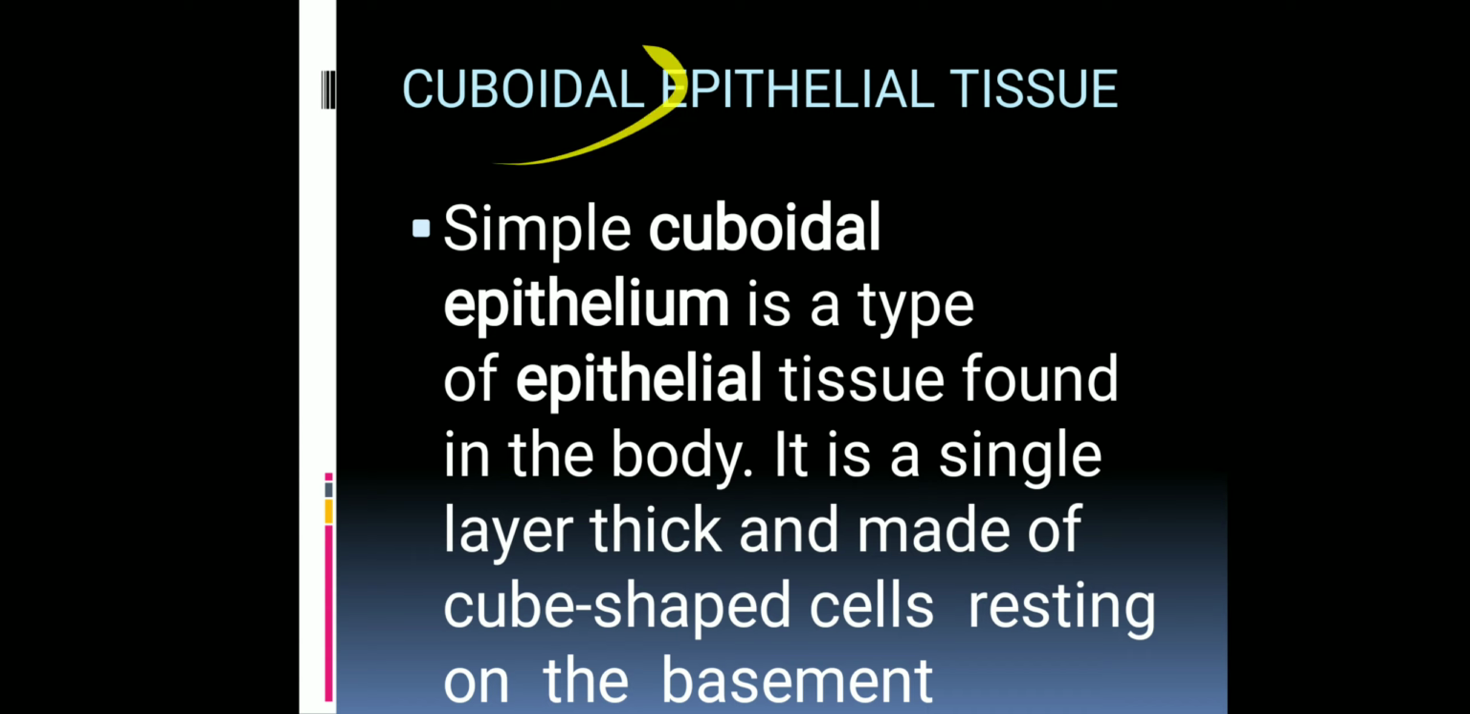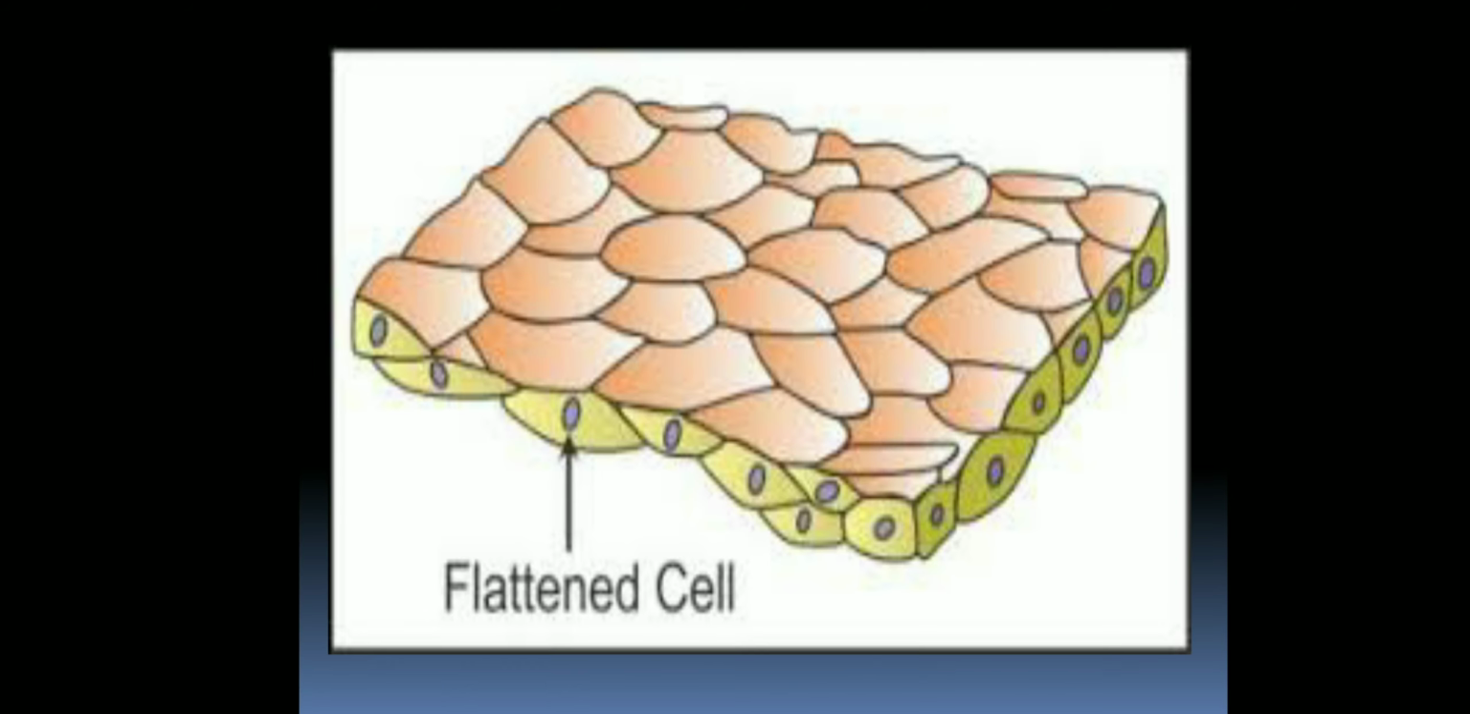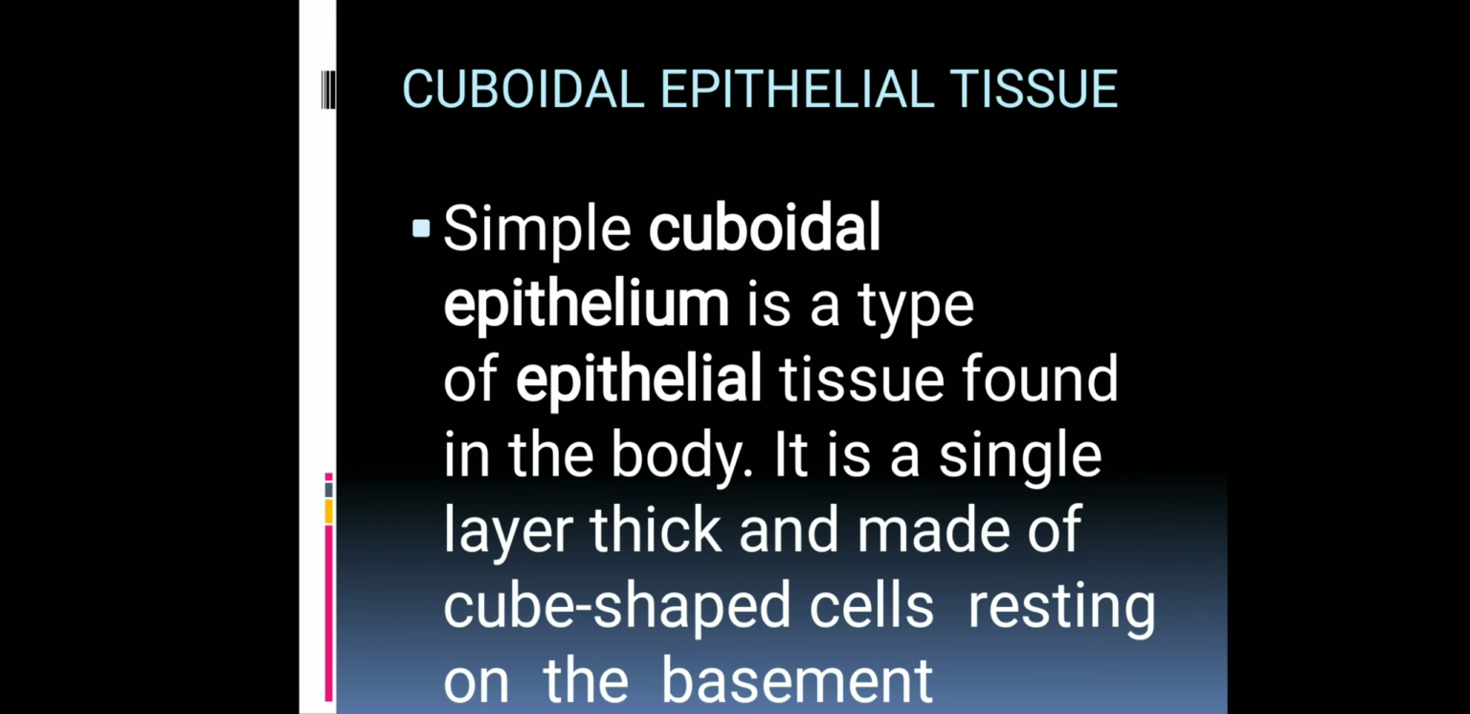So as the name is suggesting, cuboidal, it means what? Cube shaped. So simple cuboidal epithelial tissue is a type of epithelial tissue which is found in the body, and it is single layered, thick, and made up of cube shaped cells. So what is the structural feature? It is made up of cube shaped cells which is resting on the basement membrane.